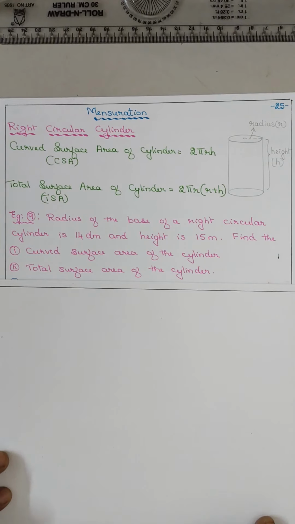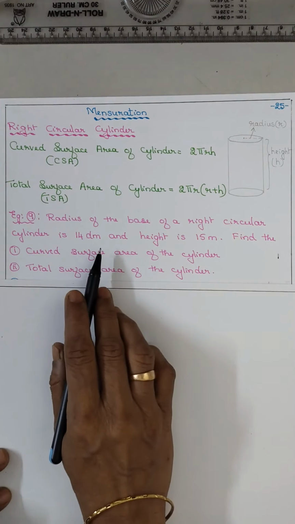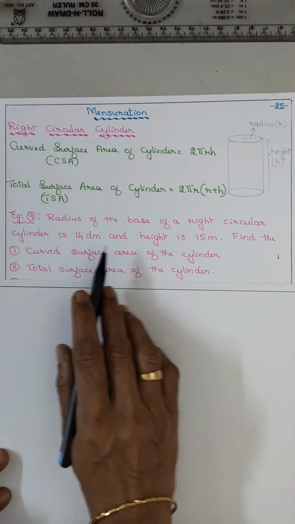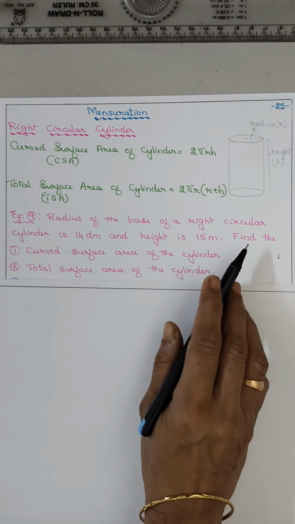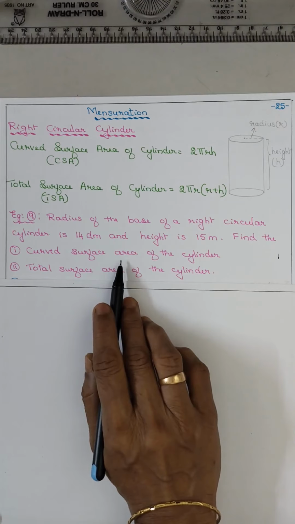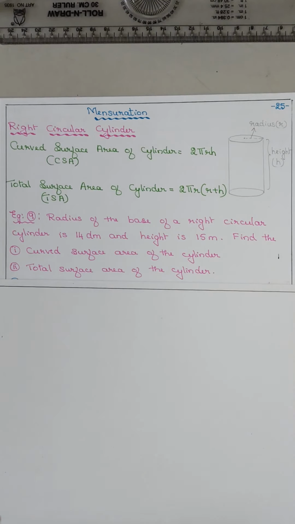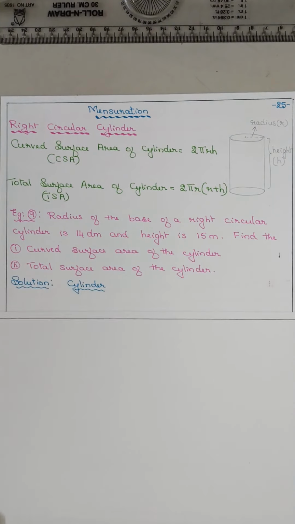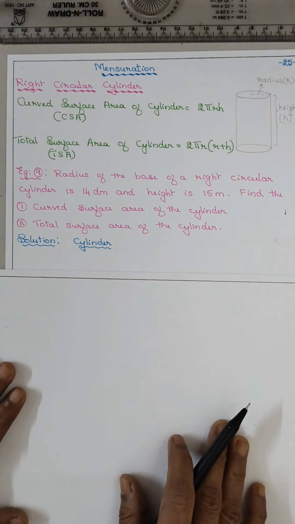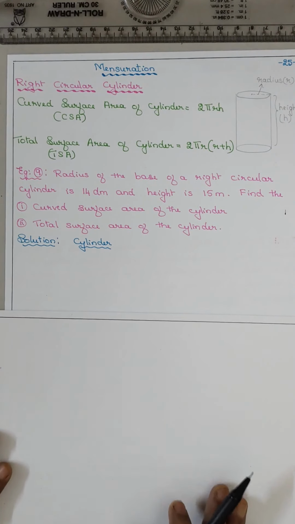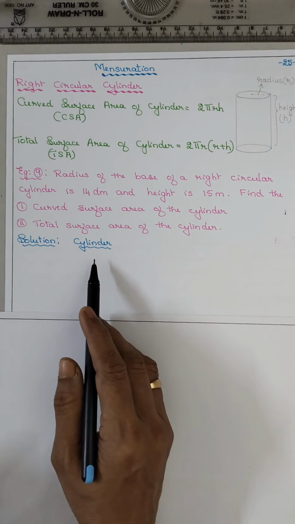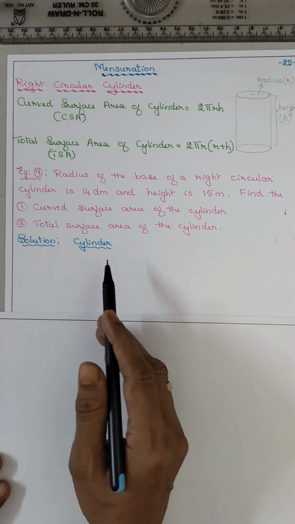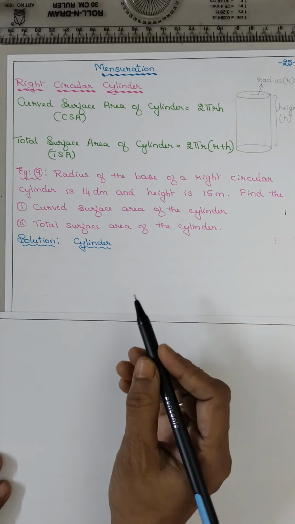The radius of the base of a right circular cylinder is 14 dm, that is decimeter, and the height is 15 meter. Find the curved surface area of the cylinder and the total surface area of the cylinder. First we will write what is the shape. Solution. Shape is a cylinder. The solid figure we are discussing here is a cylinder.